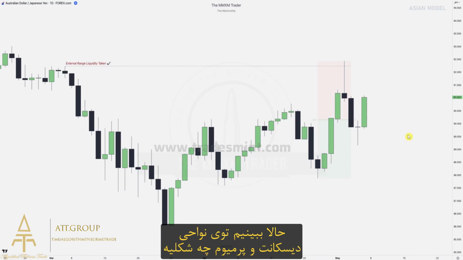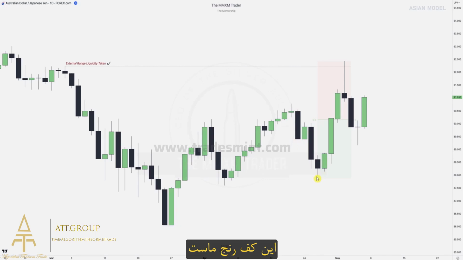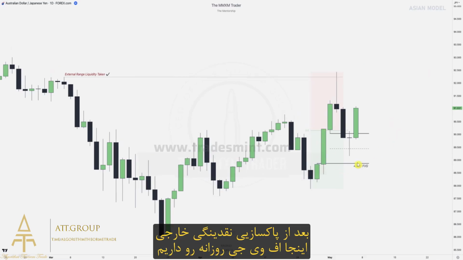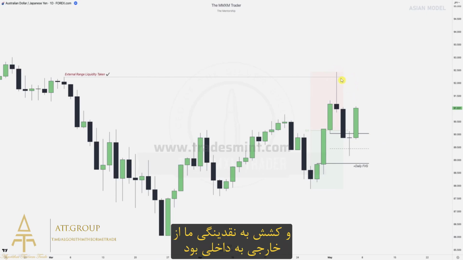And how does that look like with premium and discount levels drawn out? Over here, we've got our range low, right? Into equilibrium down here. And then eventually, because we took out that external range liquidity, this is our dealing range high or our premium high. So over here we've got that daily fair value gap after we took out that external range liquidity, and that was our draw on liquidity going from external to internal.